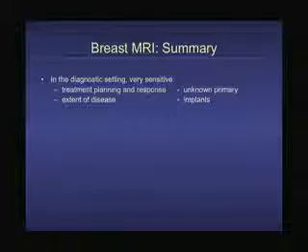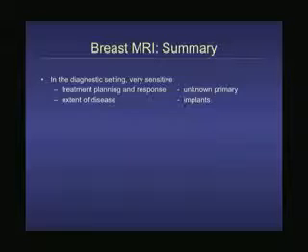So in summary, in the diagnostic setting, it's very sensitive. There's lots of reasons why we can use MRI. That's very, very good.